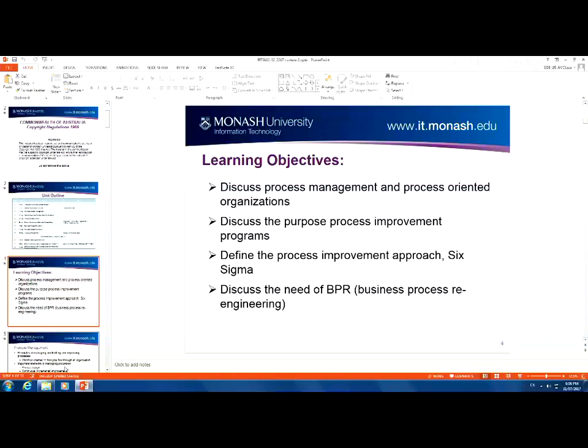And later on, we are going to look at why there's a need to re-engineer the business process, the reason for that. So that essentially are the 4 main learning objectives that we are going to achieve. And hopefully by the end of this lecture, after your interaction, if there is any, we are able to achieve the learning outcome.